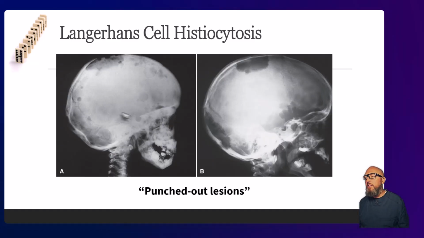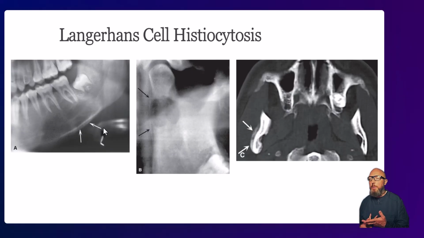So here we have these punched out lesions. Again, if you look closely, I would say some of these even look corticated, but this multifocal appearance, just seeing this appearance alone, I would think one of these two things, Langerhans or multiple myeloma. It can do that in the skull as well. Then let's look at these in the jaws.